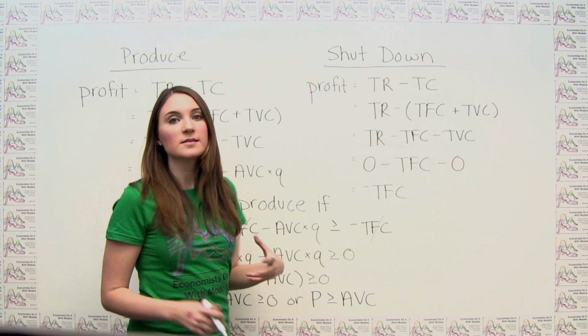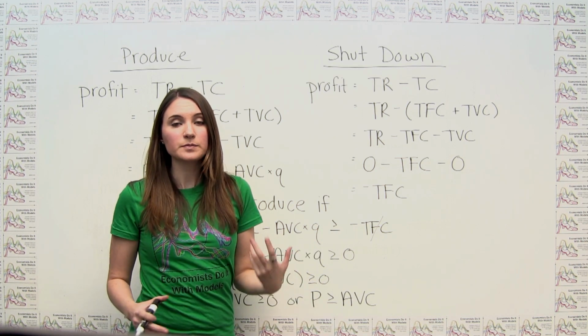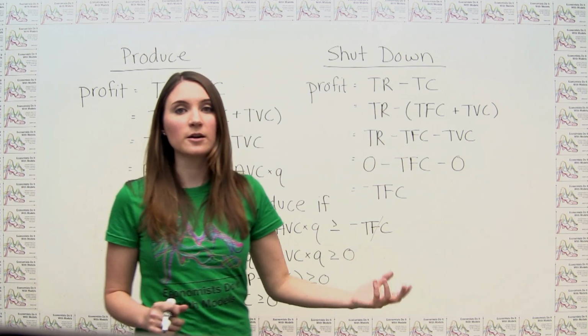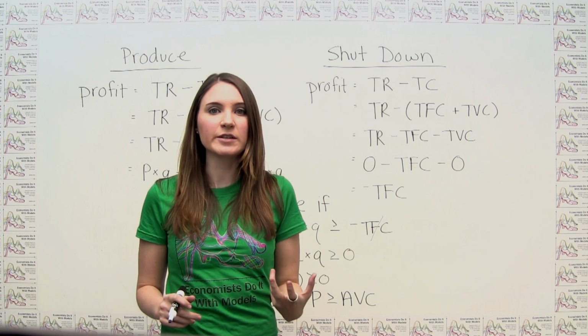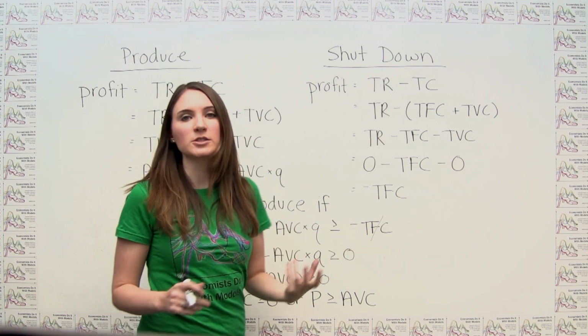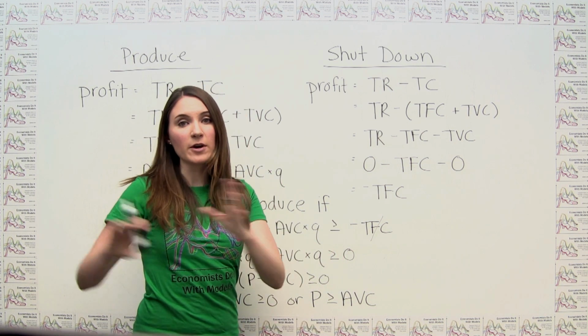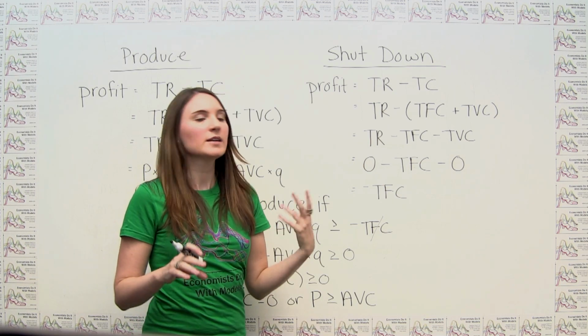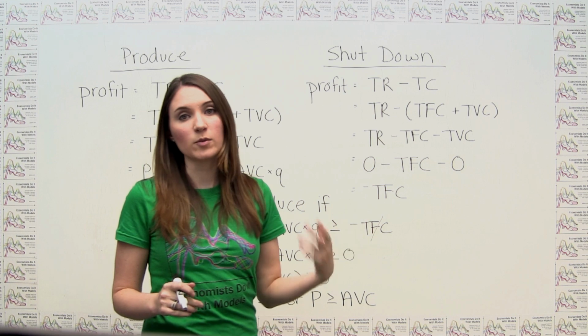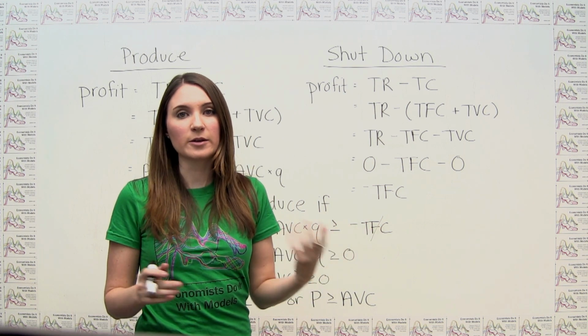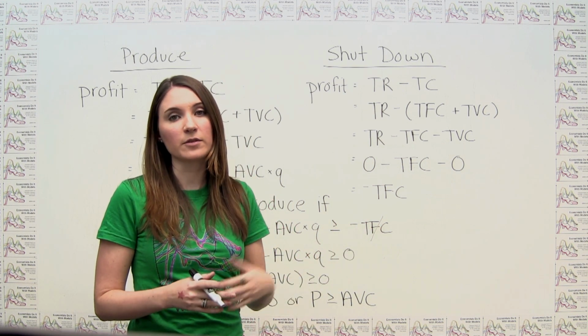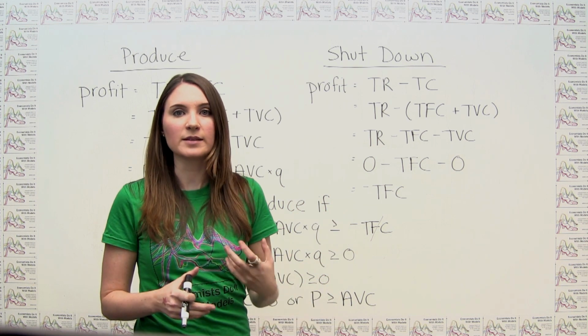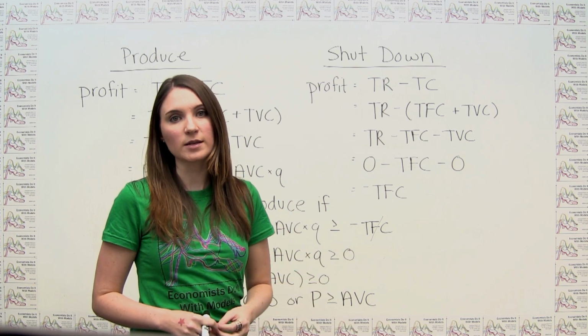Now hopefully this makes some intuitive sense, because once we've paid our fixed costs to be in an industry, we're really asking the question, well, now that we've already done that, that's in the past and we can't do anything about it, is producing at least covering our variable cost of production? Or is it better to just sit here and do nothing rather than lose even more money by making stuff when we're not even covering our variable costs?